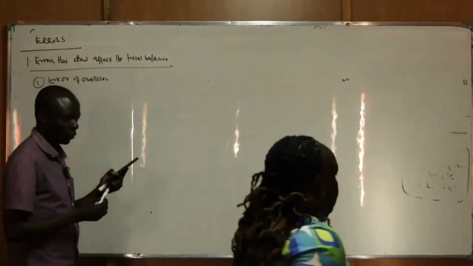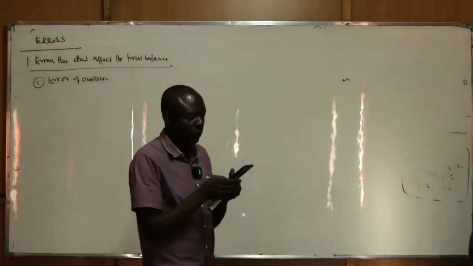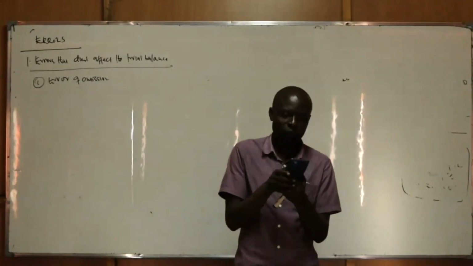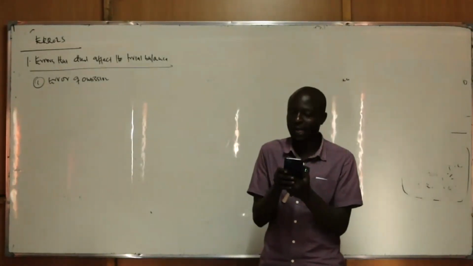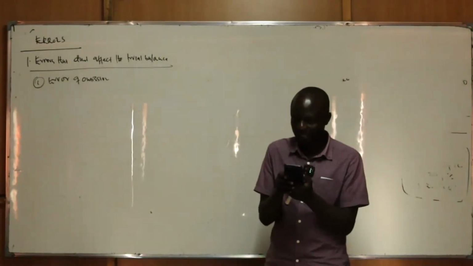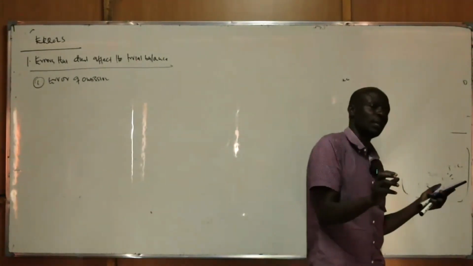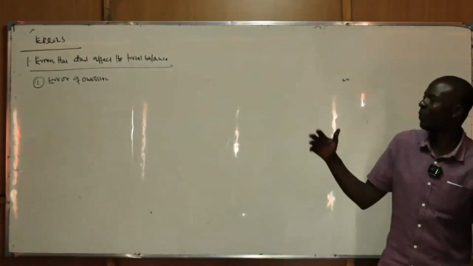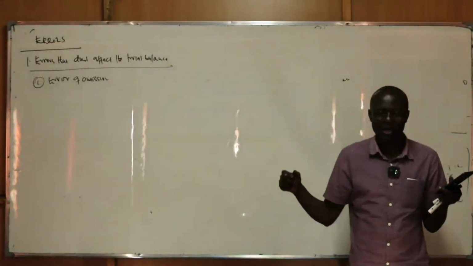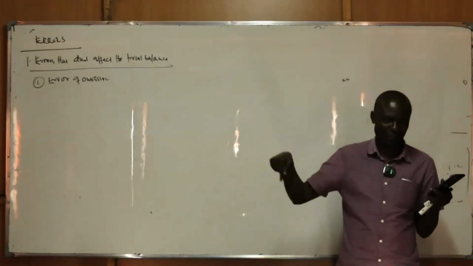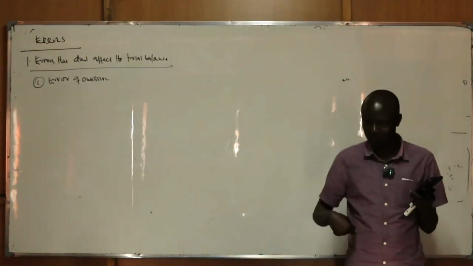Error of omission, this is where a transaction is completely omitted from the accounts. Are you seeing? So you omit a transaction completely from your accounts. Definitely, when you have done that, the trial balance will still agree, isn't it? Without that omitted transaction. But you see, there is an error there, correct?